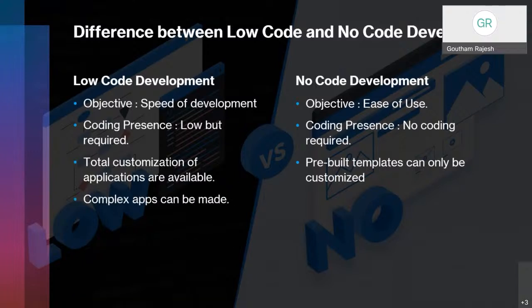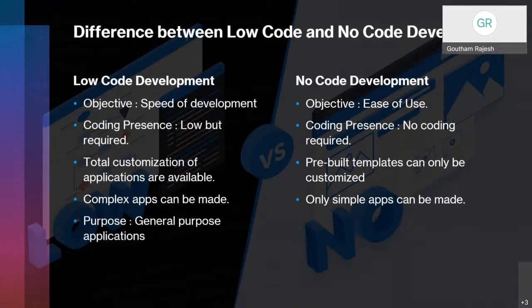In low code development, we can make complex applications, as there is the presence of some lines of code. We can even make more complex applications using low code development. And when it comes to no-code development, we can only make a simple set of applications because we can only use a limited set of features or lines of code. So low code development platforms are mainly used to make general purpose applications.